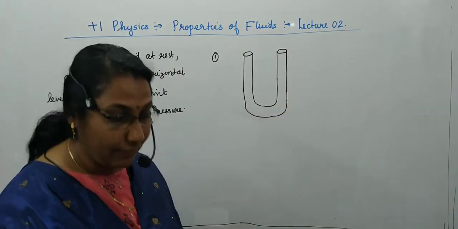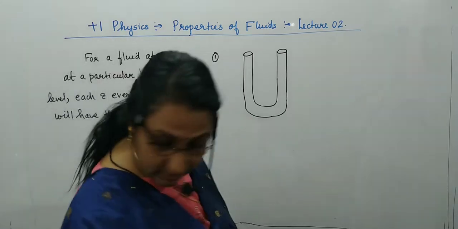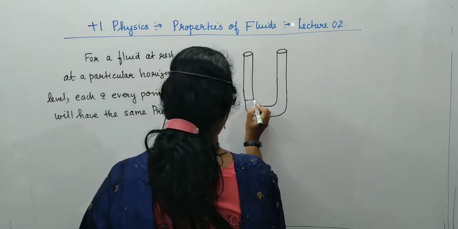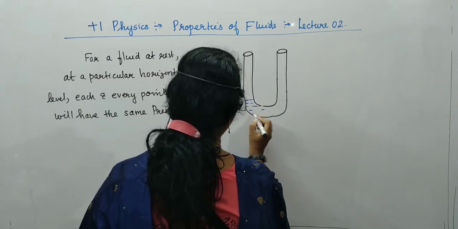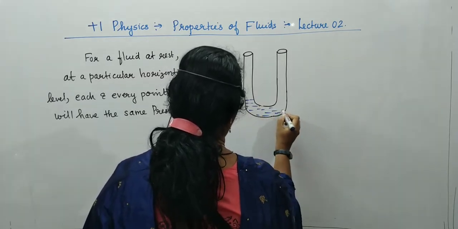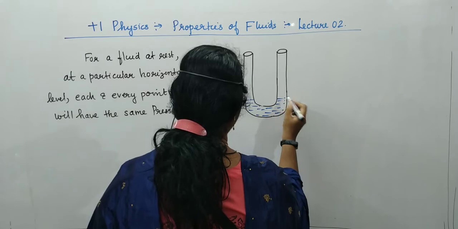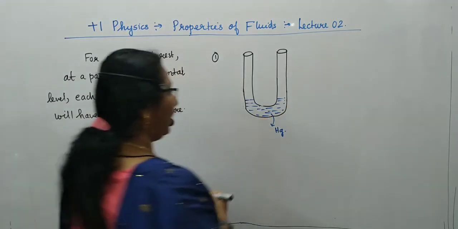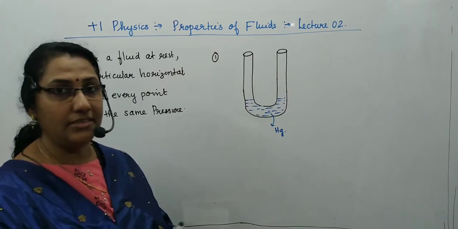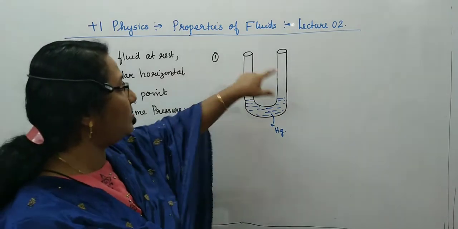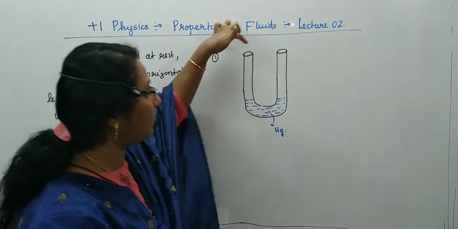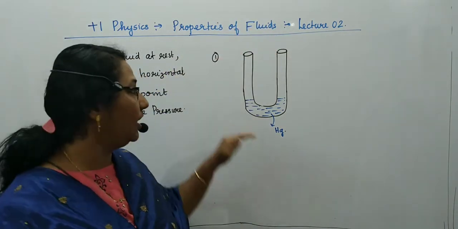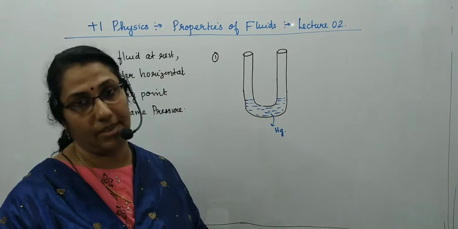At first, they say that this U-tube contains some mercury. So this is mercury. Now the two limbs have atmospheric pressure, so since the two limbs have the same pressure, the level of mercury is the same.